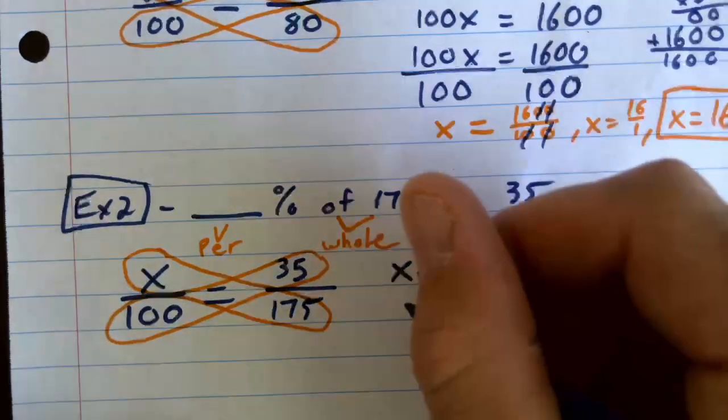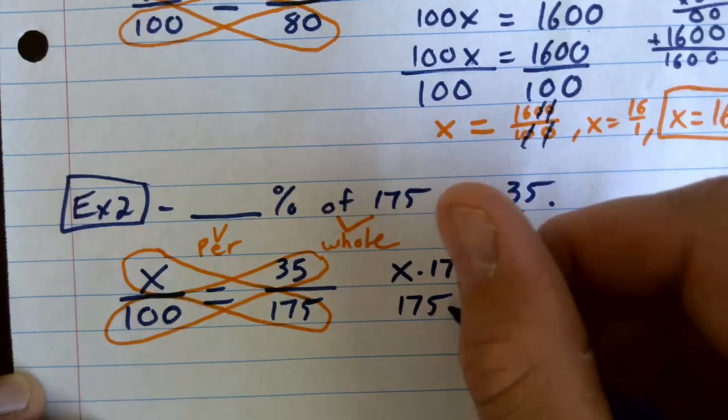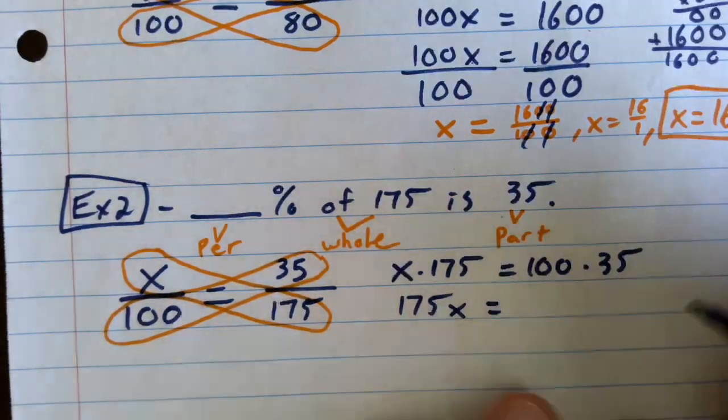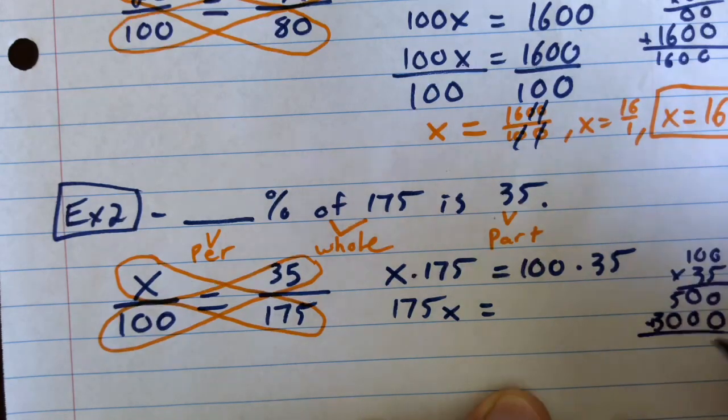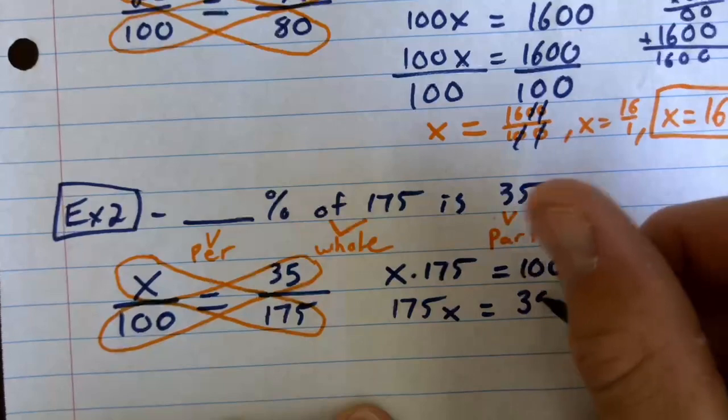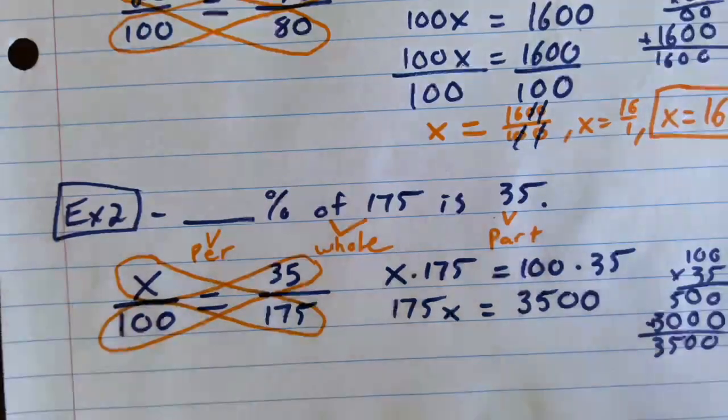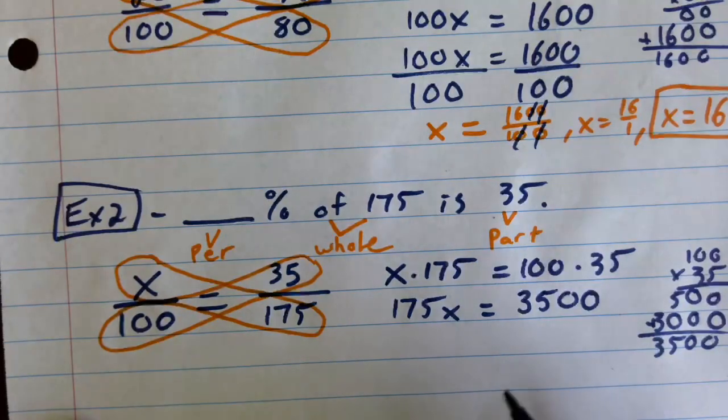All right, so now we have 175x equals, and 100 times 35, just work it out. 5 times 0 is 0, 5 times 0 is 0, 5 times 1 is 5, placeholder. 3 times 0 is 0, 3 times 0 is 0, and 3 times 1 is 3. So we have 3,500, okay? And then it just says divide to find x.